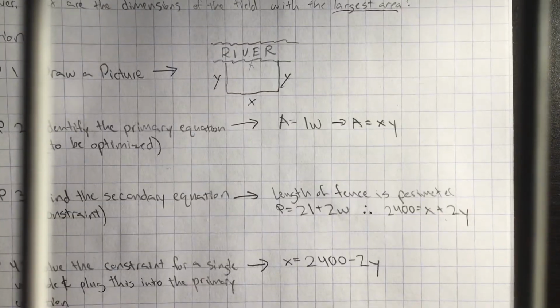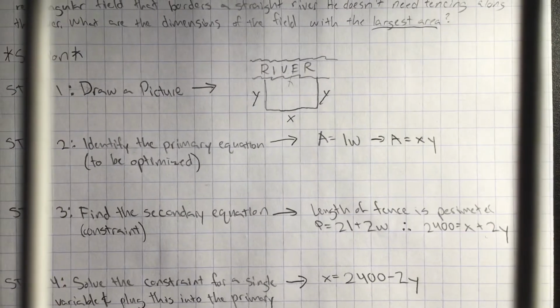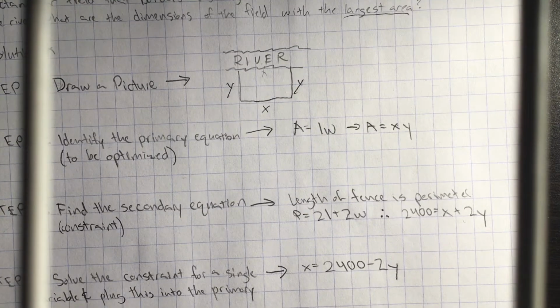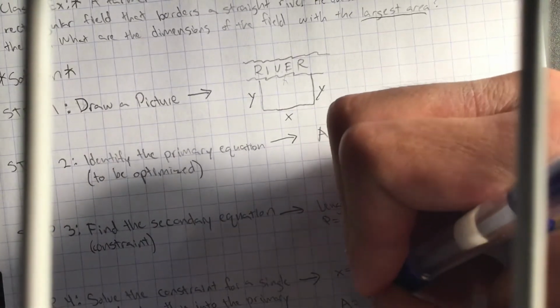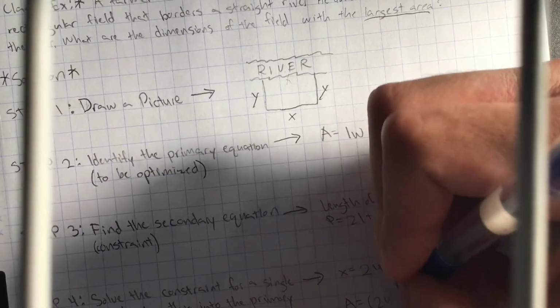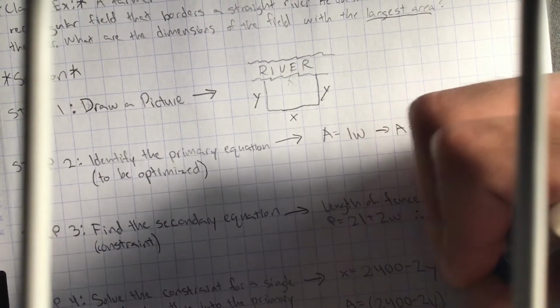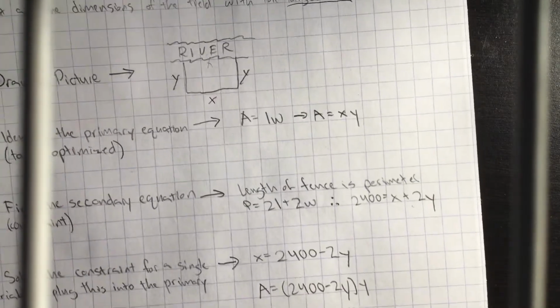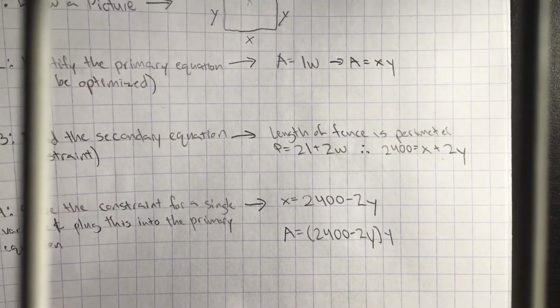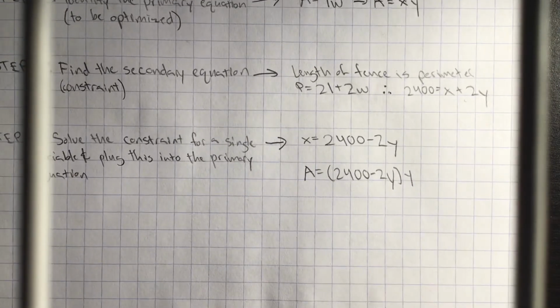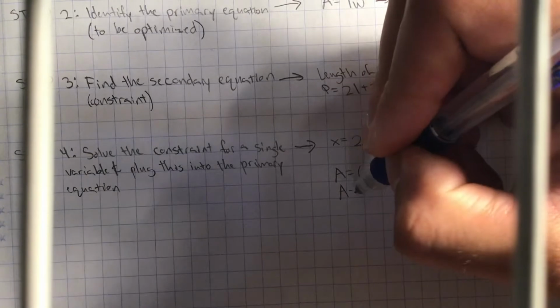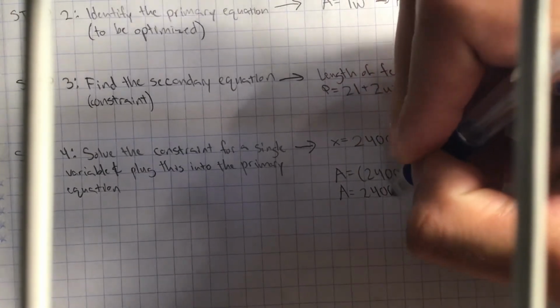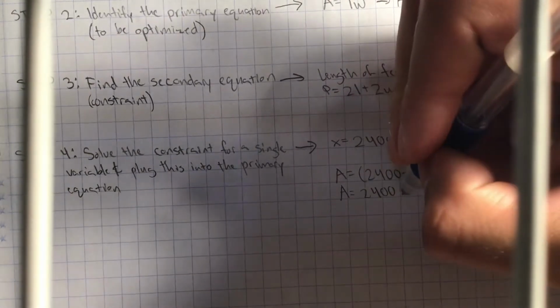So now we can use the x we found and plug that into the primary equation so that we isolate the variable. So area equals 2400 minus 2y times y, because that was our x. A equals 2400 minus 2y times y. And we can simplify that further by writing area equals 2400y minus 2y squared.